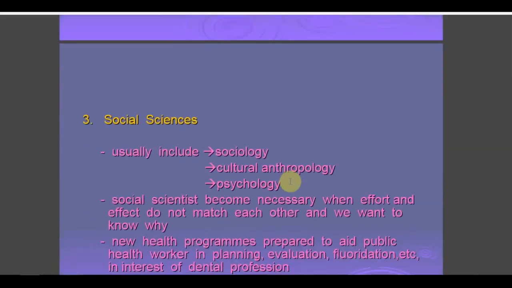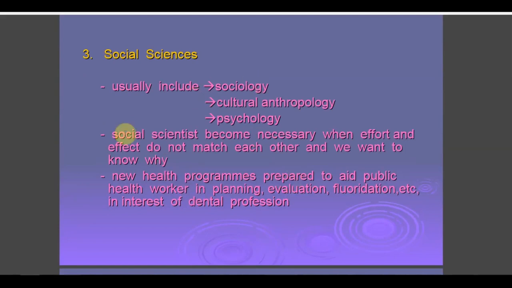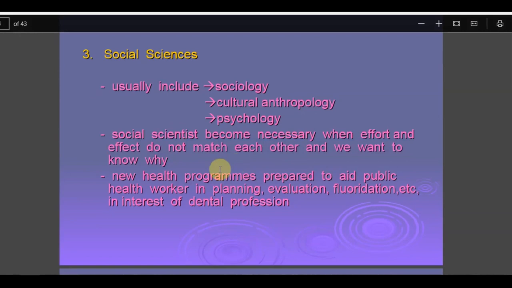Let's see what is the next tool in dental public health, that is social science. Social science is the third tool in dental public health, which includes sociology, cultural anthropology and psychology. A social scientist becomes necessary when effort and effect do not match each other, and we want to know why. And new health programs are prepared to aid the public health worker in planning, evaluation and fluoridation. So we need to understand the sociology and cultural difference of a group of people, or a community or a region, where we are planning to apply our health programs. Without knowing the social structure and the cultural background of a people, it is going to be a waste of time and energy if we don't have a social aspect of the planning.